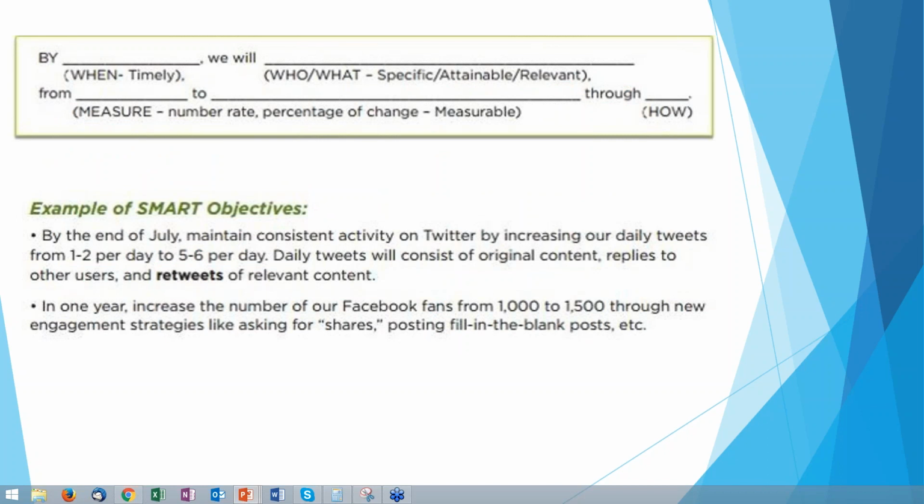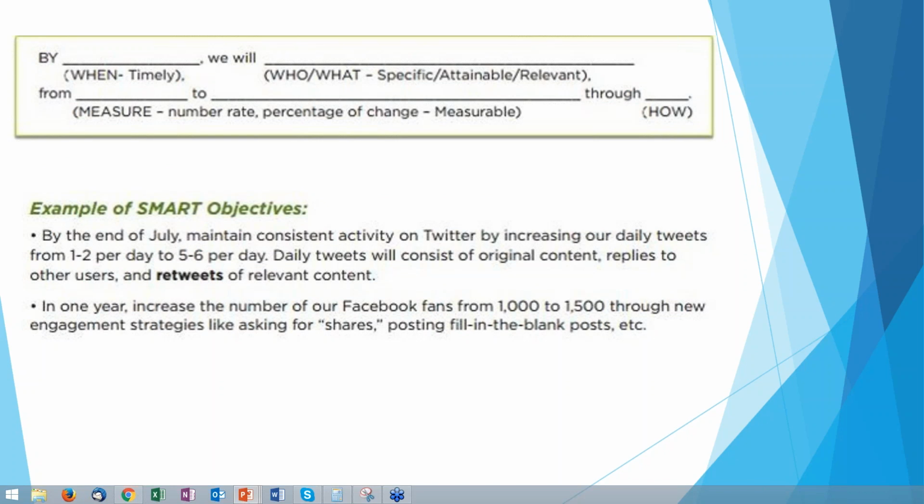Here's a little template if you're having trouble with how that works out. So you say by when, the date, or if it's during the day, the time, we will, and then what are you going to do? Who or what? What is the specific, attainable, relevant thing that you're going to attain from measure?